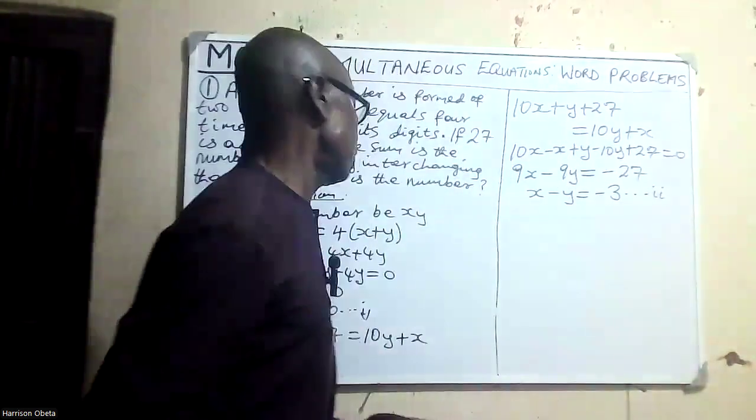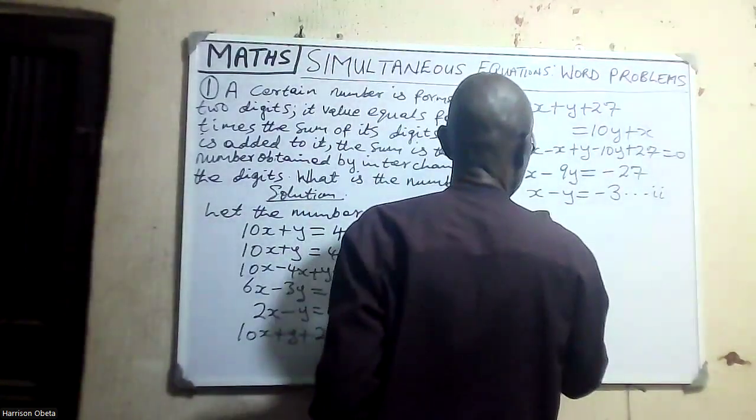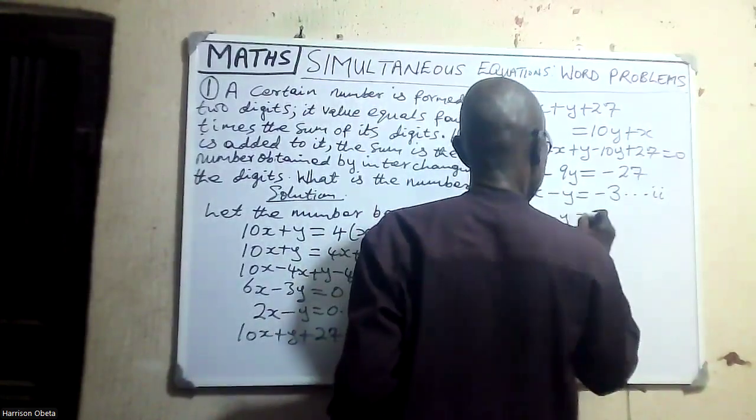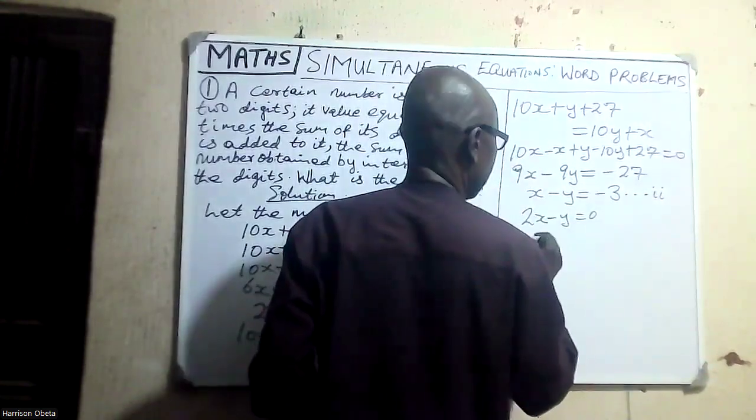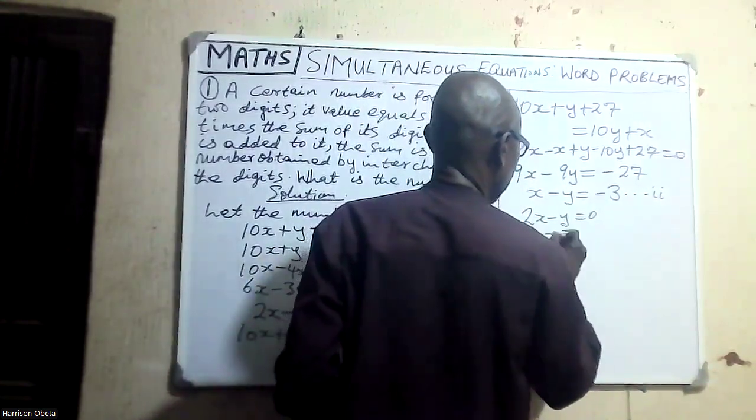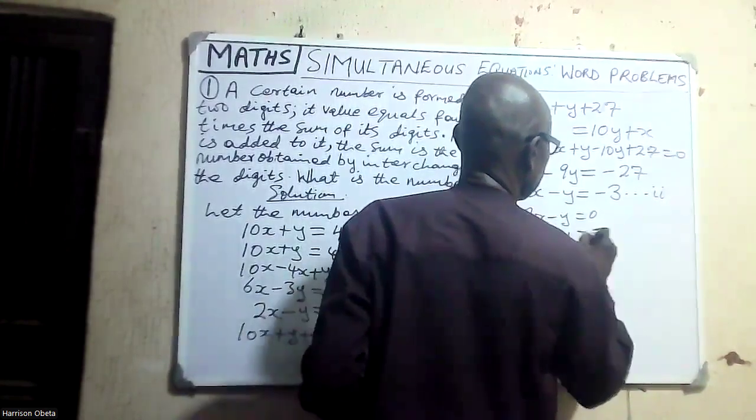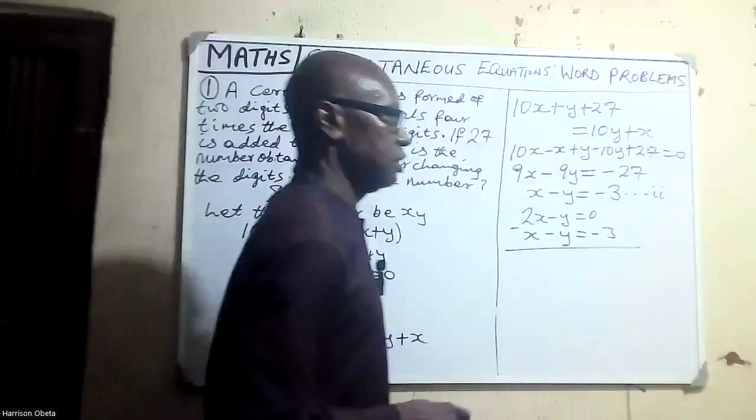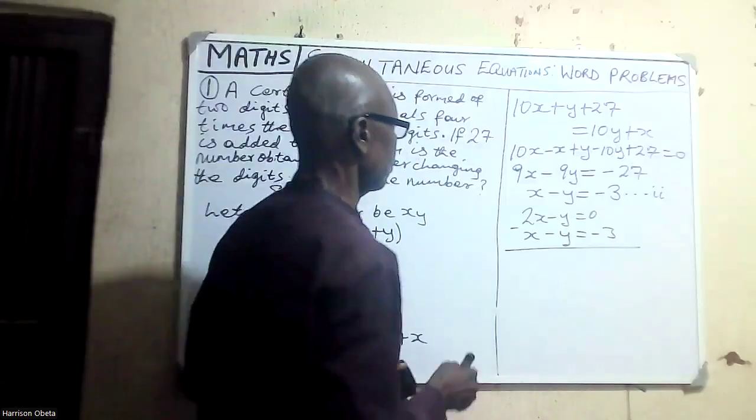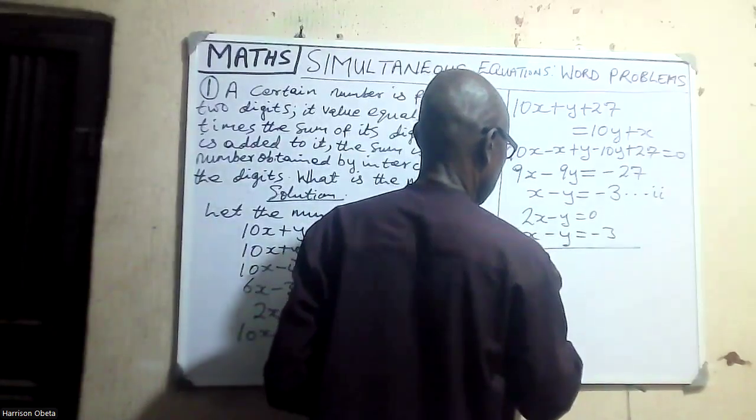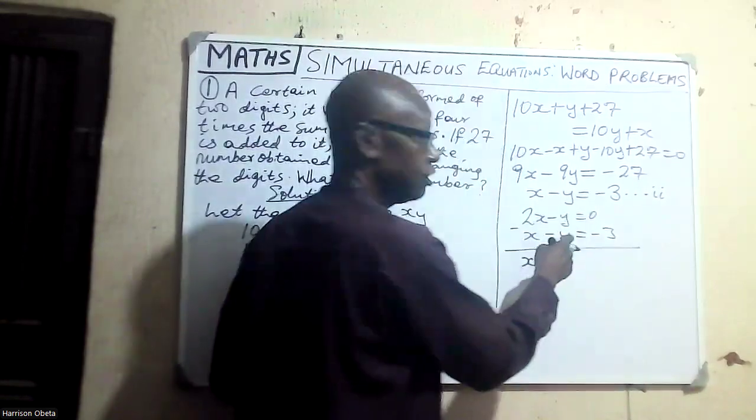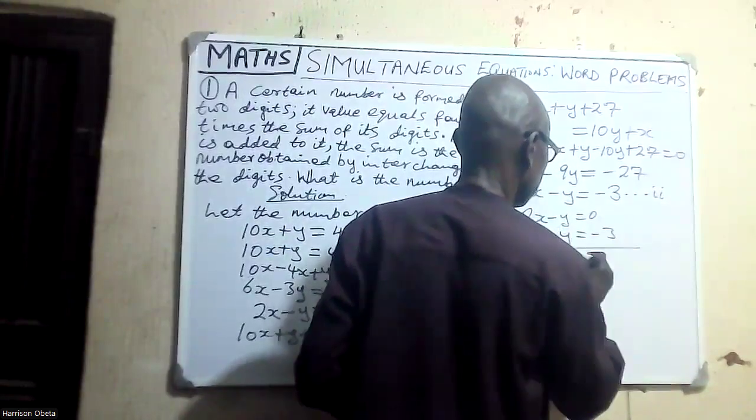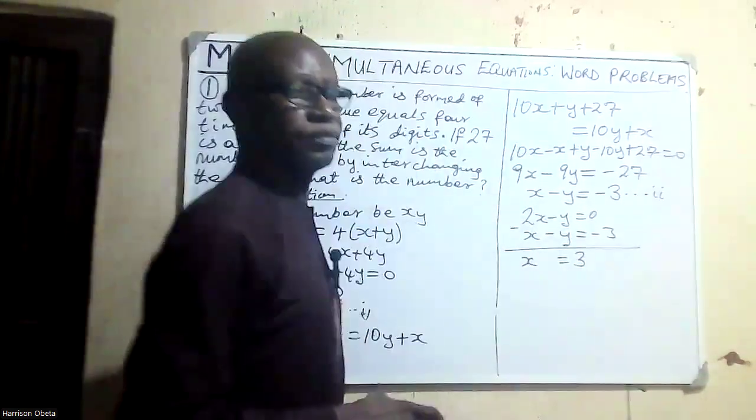And bringing the two equations together, we have 2x minus y equal to 0, and then x minus y equal to minus 3. Then we can subtract. And that will give us x. This will now change to 0, and this will change to equal to 3.